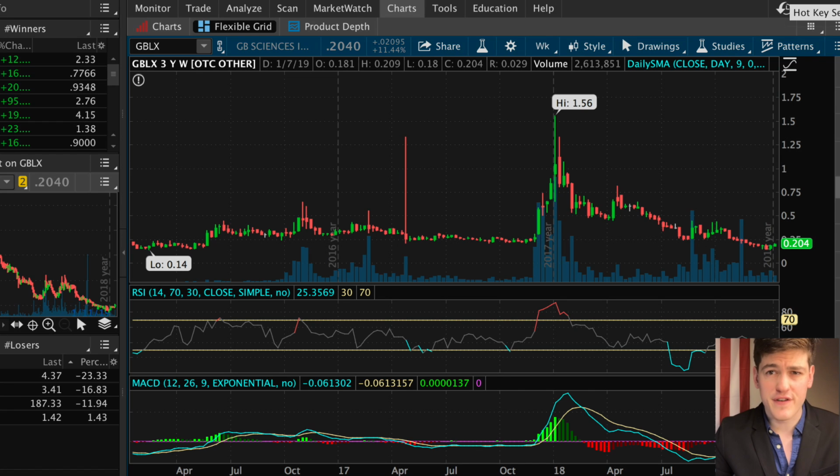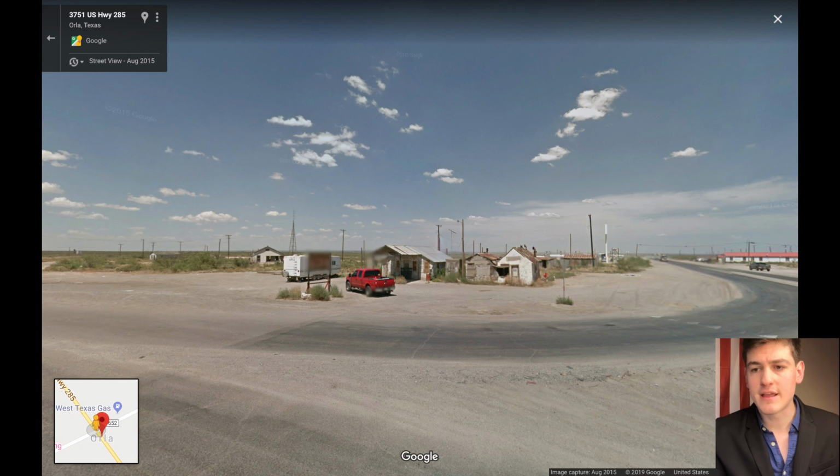Now, before you laugh off my location verification test as ridiculous, let me show you a company that had high volume and a lot of people were recommending to buy back in June. When I looked up the address in Street View, this came up. This looks like a broken down residence in the middle of nowhere, somewhere smack in the middle of Texas next to a highway.